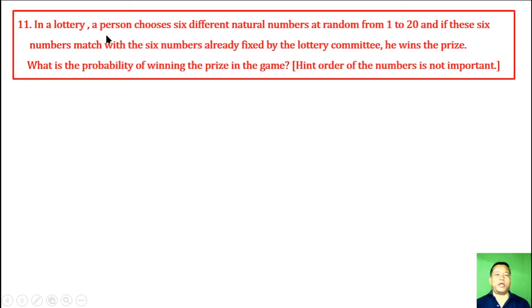11. In a lottery, a person chooses 6 different natural numbers at random from 1 to 20, and if these 6 numbers match with the 6 numbers already fixed by the lottery committee, he wins the prize. What is the probability of winning the prize in the game? Hint: order of the number is not important.